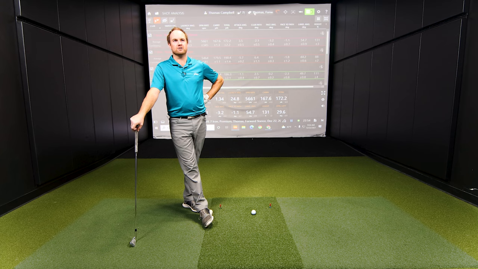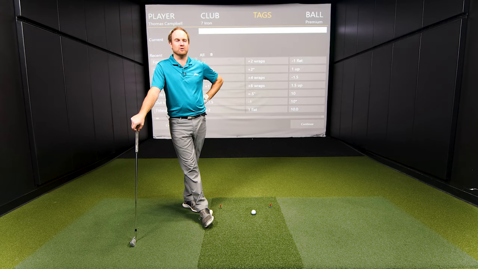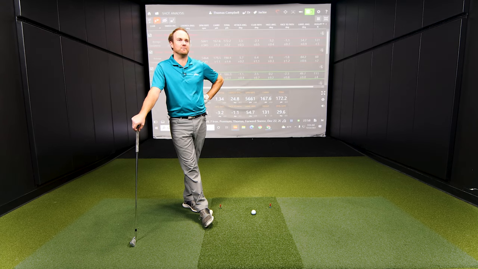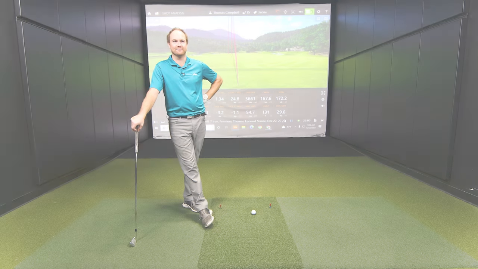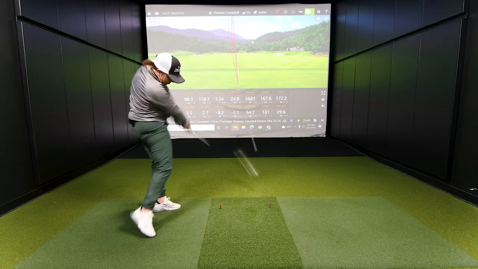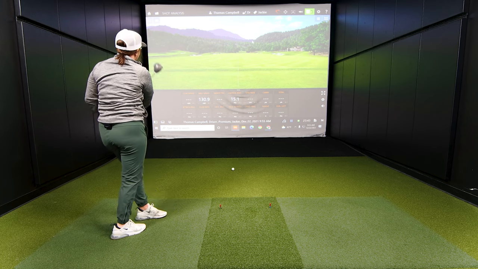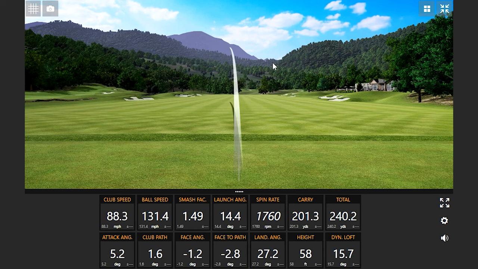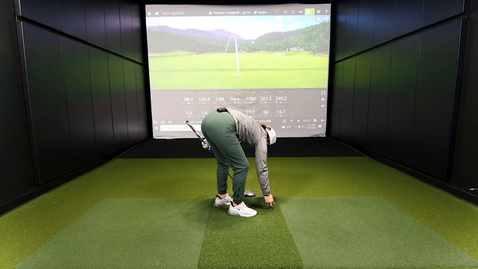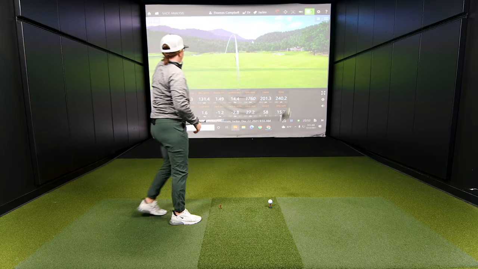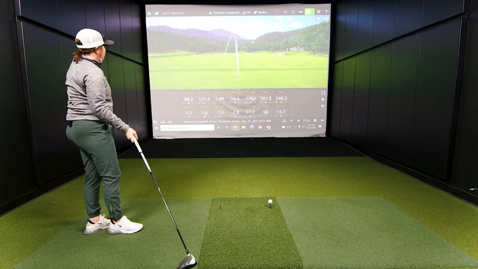All right, well now we've got drivers to hit. Now we can combine ball position, correct ball position, and correct path. We should be able to hit some bombs. All right. Well, that was a good one. Close the face a little bit there. Oh. Good club path.